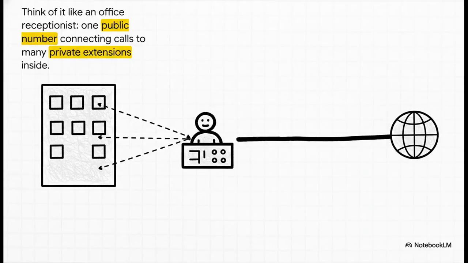A great way to picture this is to think of a big office building. It's got one main public phone number that everyone knows. That's your public IP. But inside, you've got hundreds of people, each with their own private phone extension. The receptionist? Well, that's your SNAT. It takes all the outbound calls from all those private extensions and makes it look like they're all coming from that one single public number.